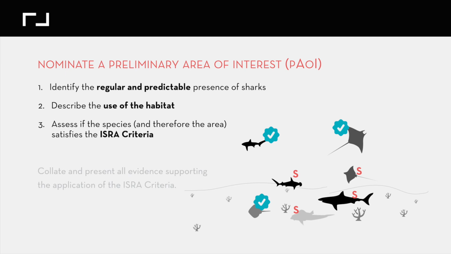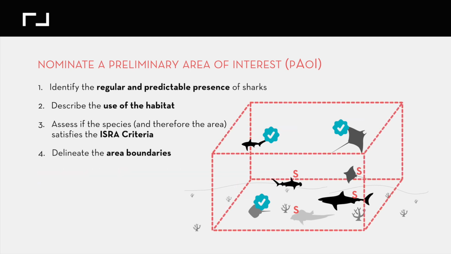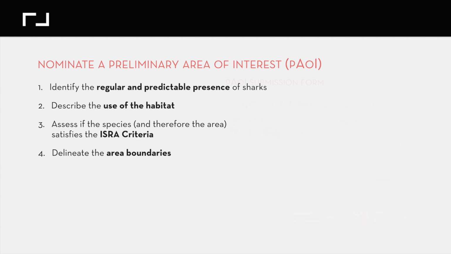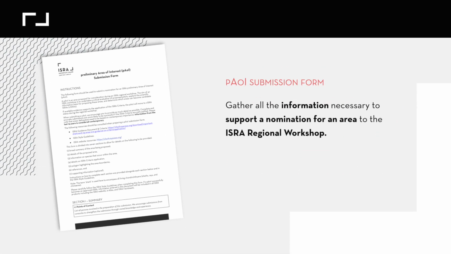Your main job will be to collate and present all evidence supporting the application of the ISRA criteria. The more robust the scientific evidence is, the more likely it is that the preliminary area of interest will eventually become an ISRA. The fourth and last step will be to delineate the horizontal and vertical boundaries of the area. A preliminary area of interest submission form gathers all the information necessary to support a nomination for the area to the ISRA regional workshop.